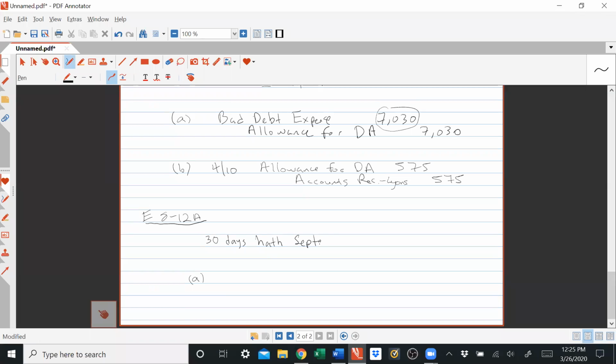hath September, April, June, and November. That helps you. It rhymes, and a rhyme usually helps. So these 4 months have 30 days. 30 days hath September, April, June, and November. That's the saying, which means the other months, except for February, have 31 days. Hopefully this saying can help you remember.